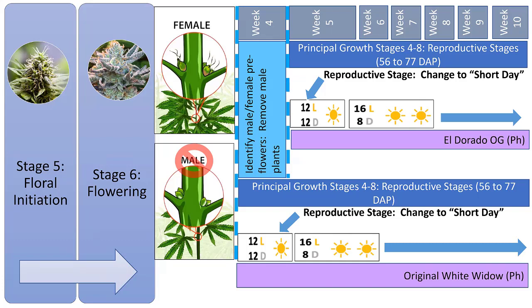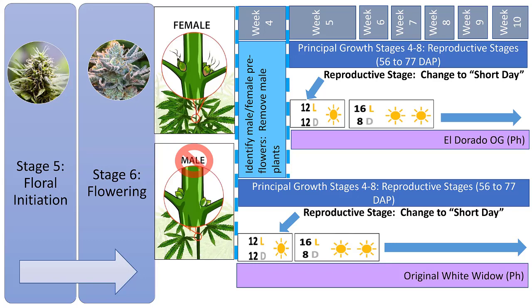So this would occur at the very beginning of the reproductive phase, and lights, which we had on a 16-hour day, 8-hour night, are then switched to a 12-hour day, 12-hour night for about 5 days to induce flowering, and then they're switched back to the long days.